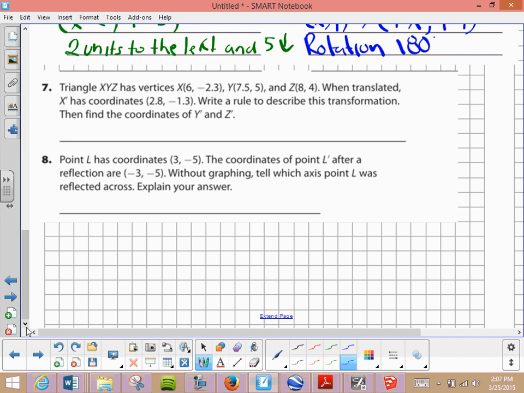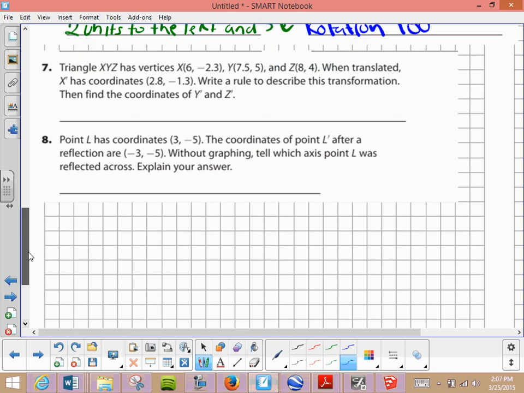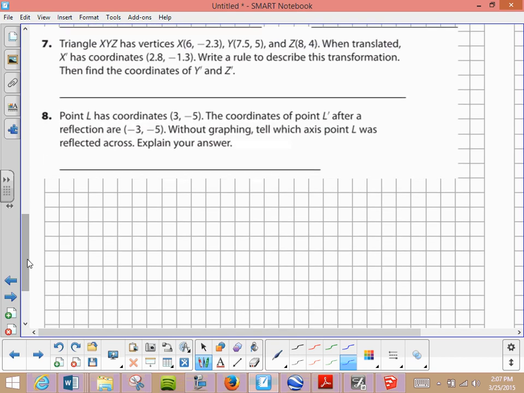Good. Congrats. All right, for this one, triangle XYZ has vertices X, Y, and Z. When translated, X prime coordinates are given. Write a rule to describe the transformation, then find the coordinates of Y prime. Did anybody successfully get this one right? What did you get? What is the rule?